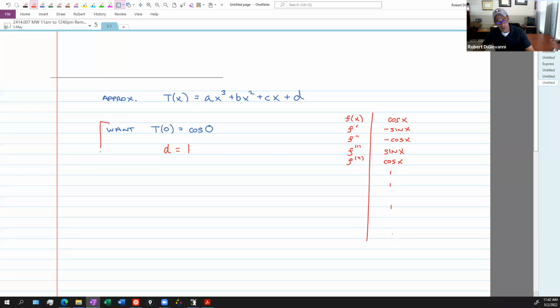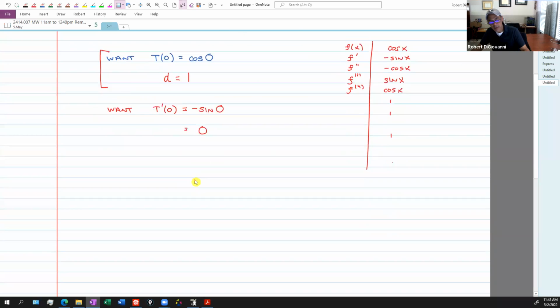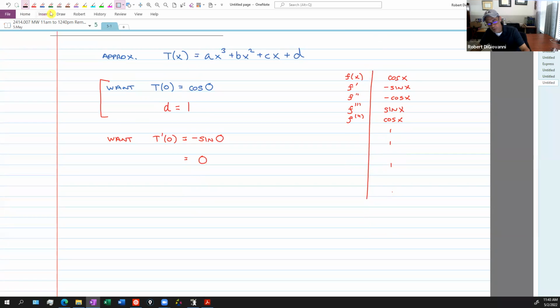So that's the first thing we know. Now, we want T prime at zero to equal the derivative of cosine at zero, which would be negative sine at zero. This side is, sorry, it's just zero. And now we need the derivative of this with zero plugged in. So I'm going to make a little table over here with my T primes.